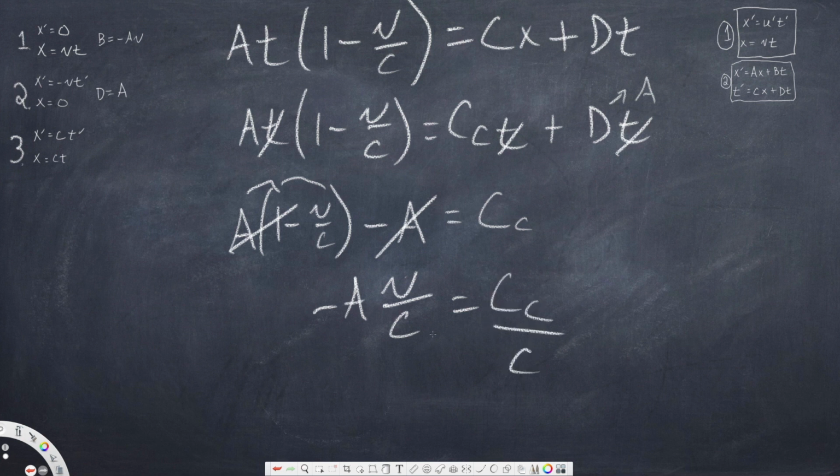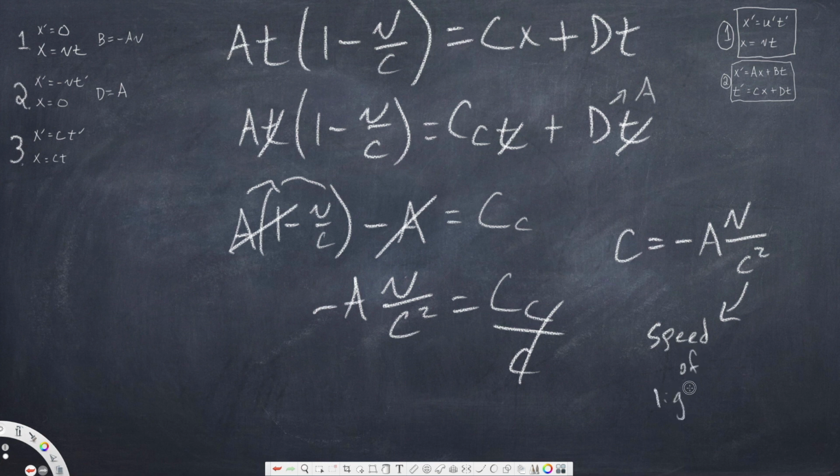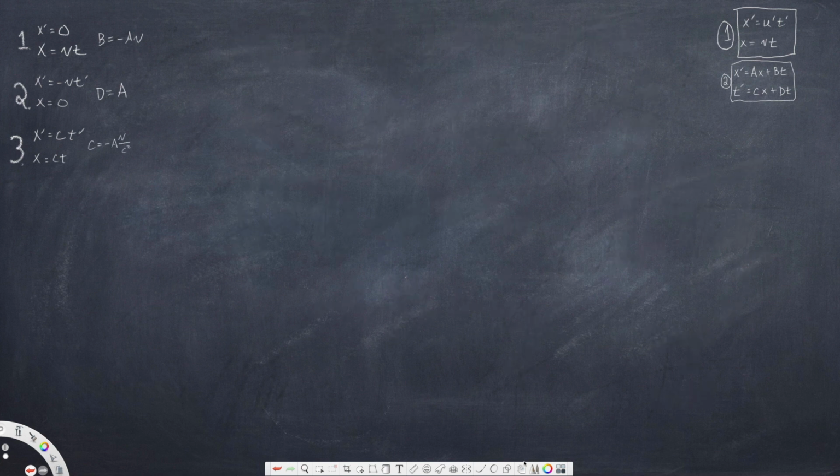Divide both sides by c, and this becomes c squared. Those are gone, and we are left with c equals negative a v over c squared, where c on the right-hand side is the speed of light. This is a velocity of the speed of light, whereas this c was just a coefficient. And it's technically gone now because we can replace it with a. So altogether, the coefficients simplify down to one unknown coefficient a.